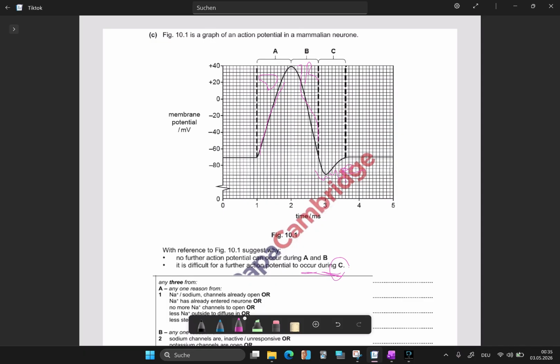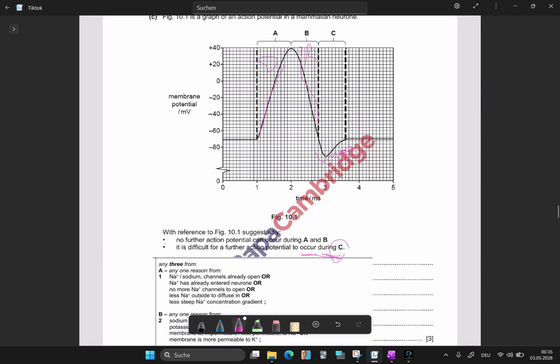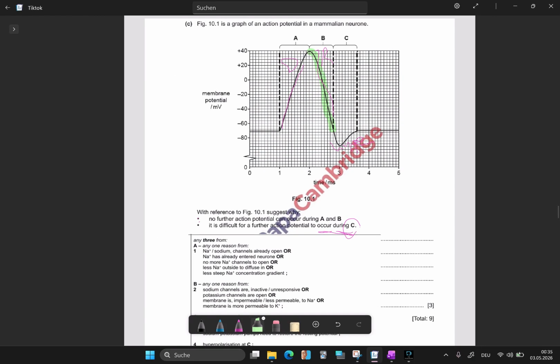So again, once there are multiple points, we always have to split our answer. First part is why there is no action potential during A and B. Remember when I explained that during B, this is called an absolute refractory period because the sodium ion channels are inactivated. They can no longer open till the resting membrane potential. So that's why during B we cannot open the sodium ion channels, because they're inactivated.